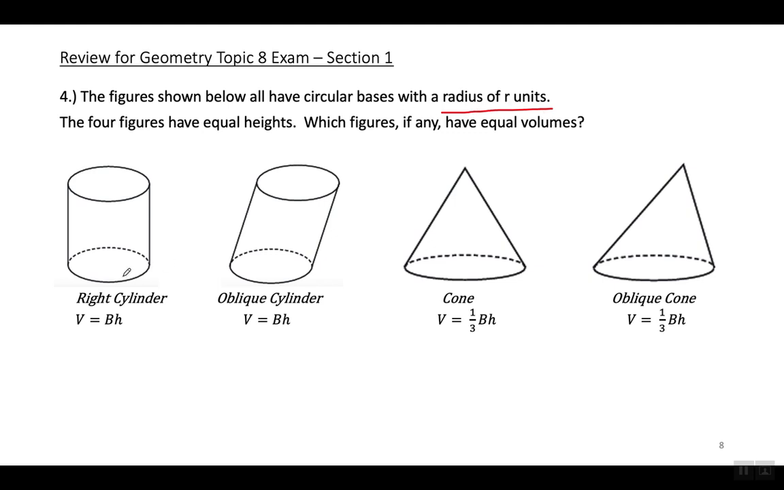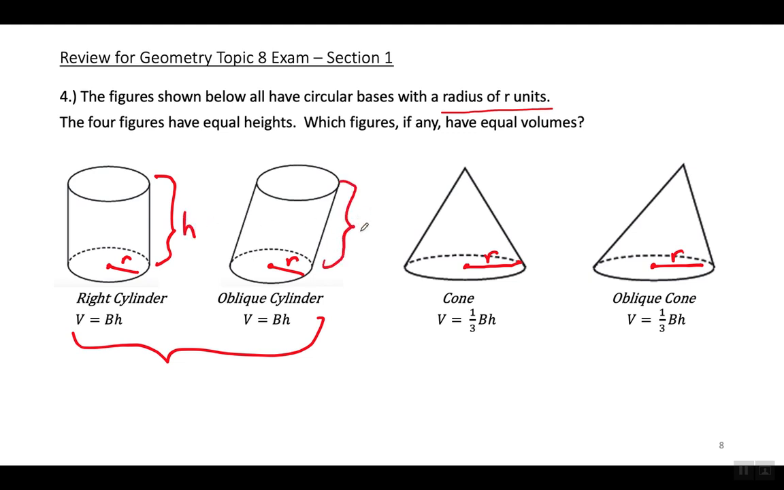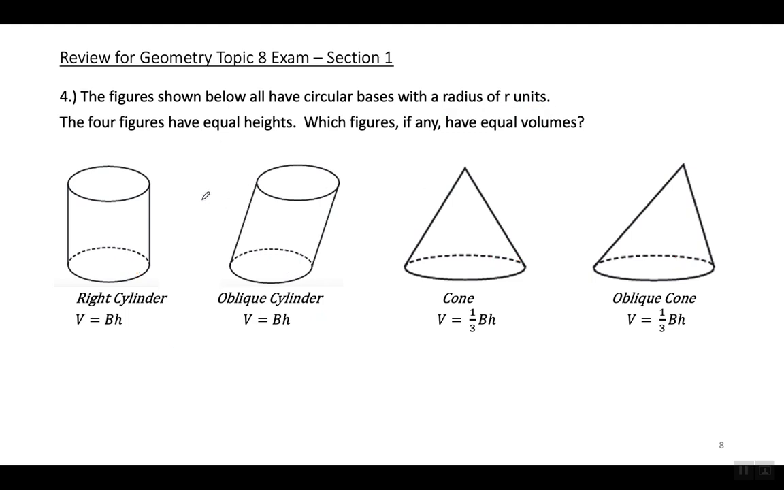Okay, so they all have a radius of r, because it says they all have a radius of r units. So that means the radius is the same for all of them. So out of these shapes, which ones have the same volume? Well, these 2 are going to have the same exact volume. Oh, and by the way, I forgot to write that they all have the same height. They all have the same height. That's important as well. The height is the same in all of them.